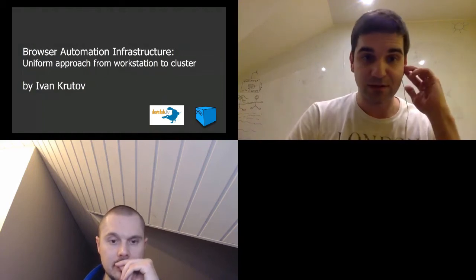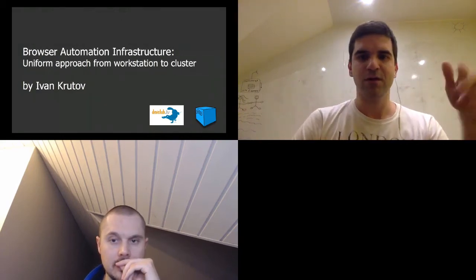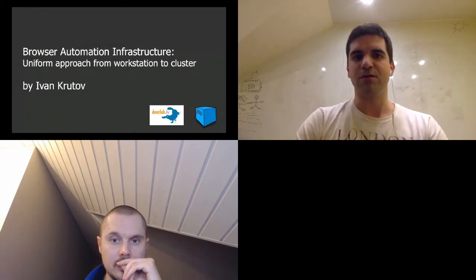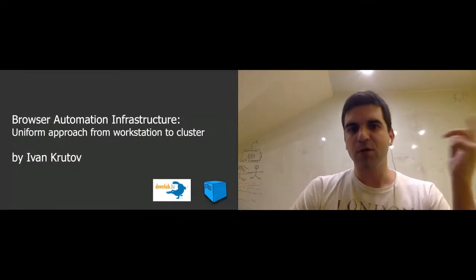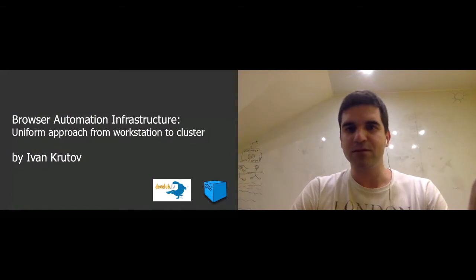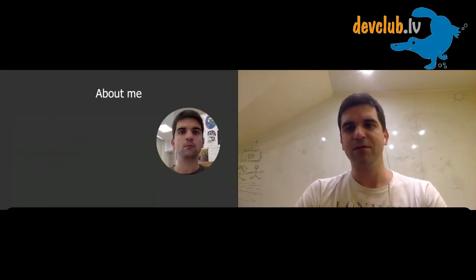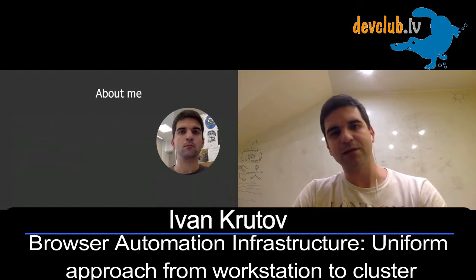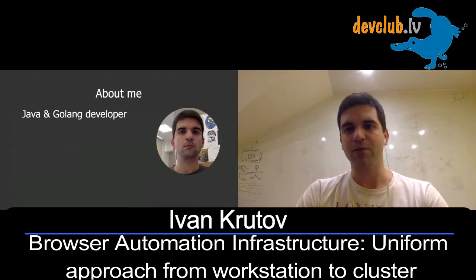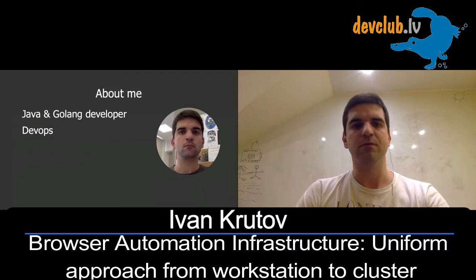So my name is, again, Ivan Krutov, and today I will be talking about the browser automation infrastructure. So a few words about me. Being software developer during the last decade, my main experience is related to Java and Golang programming languages. My main activities during the last more than 7 years are called with the buzzword DevOps. That means that I'm creating and maintaining various infrastructure. And one of the biggest projects I'm working on is a big Selenium cluster.